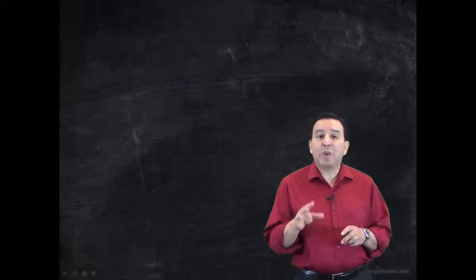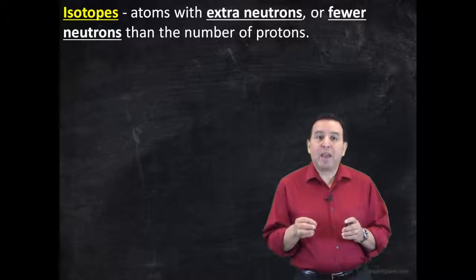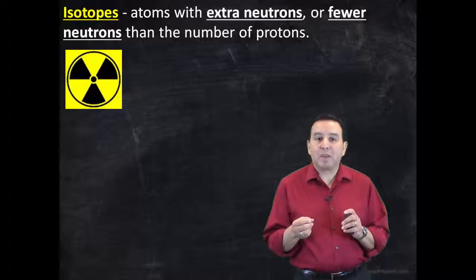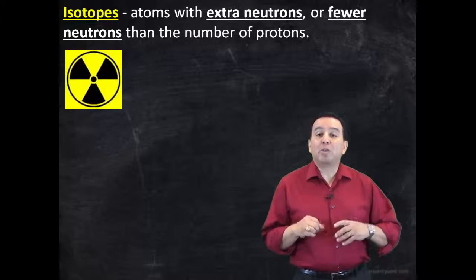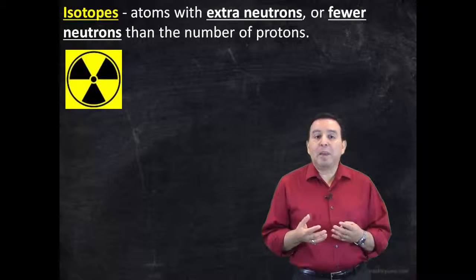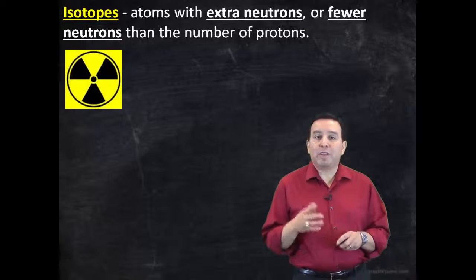Atoms like this we call isotopes. And isotopes sometimes have a tendency to be a bit radioactive. So there are 2 ways to write isotopes. So let's look at the first one with an example.